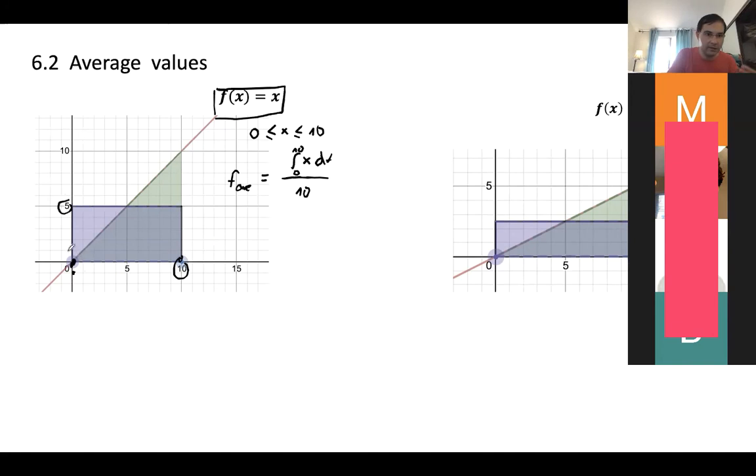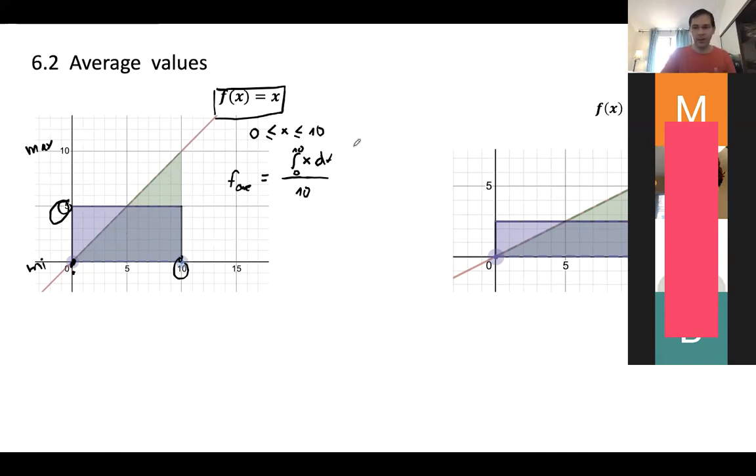This is the average value. This is the minimum value. This is the maximum value. And this is the average value. The intuition is that the average value is something in between. Well, this is a very simple function, I know, so we can tell.